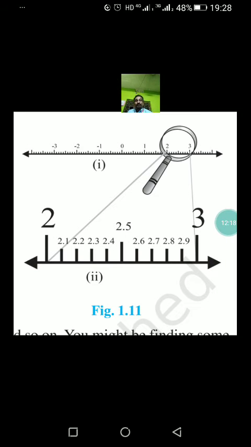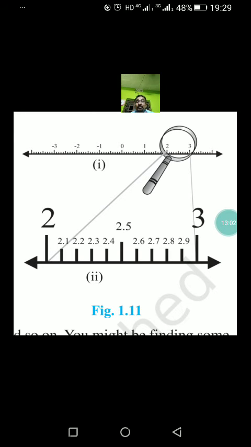In previous days, you have seen that any real number has a decimal expansion. This helps us to represent it on the number line. Now, we represent real numbers, as rational numbers, in the form of decimal expansion. You are given this figure. We have to represent 2.5 on the number line.